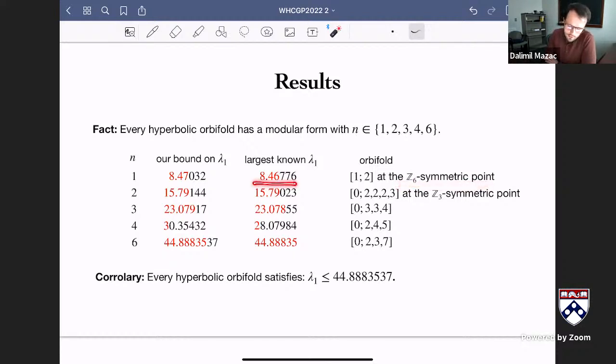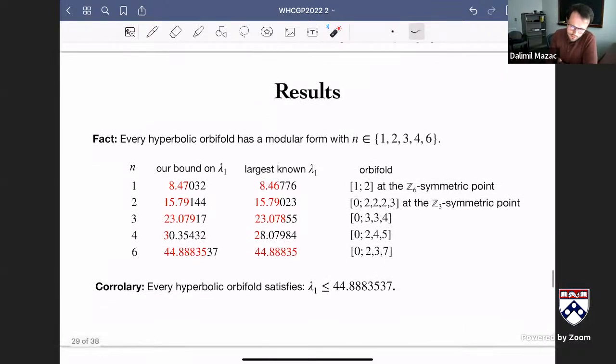And the largest non-lambda 1 is pretty close to the upper bound. And something like that happens for pretty much all of the other values of n, maybe with the exception of 4. Maybe the most sharp bound is for n equals 6, where the method from the previous slide gives 44.888 something, and that's very close to what can be numerically computed for this 237 triangle.